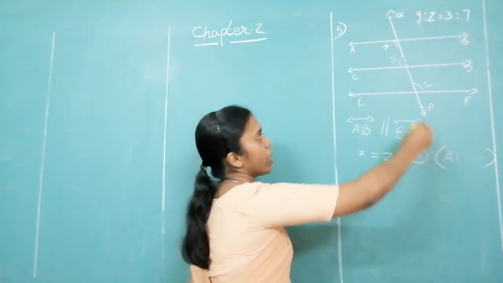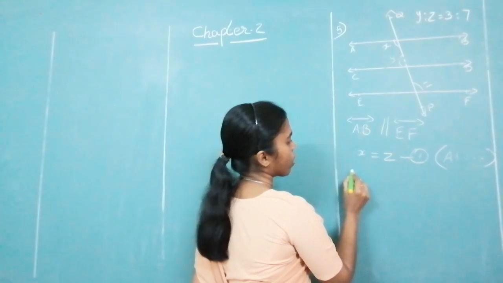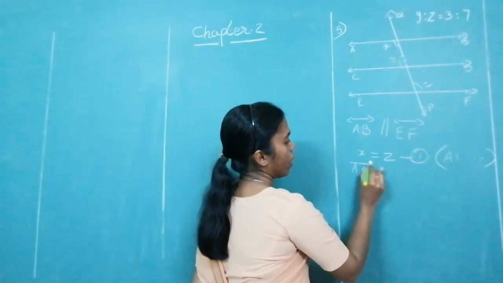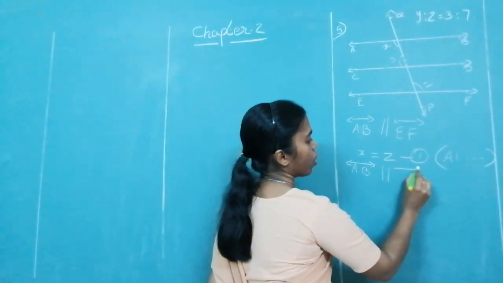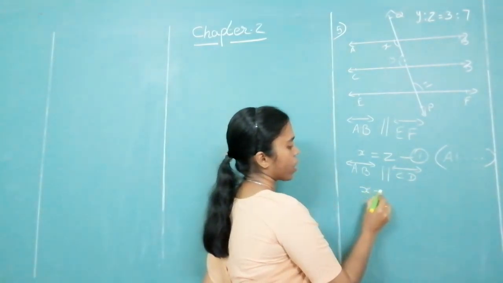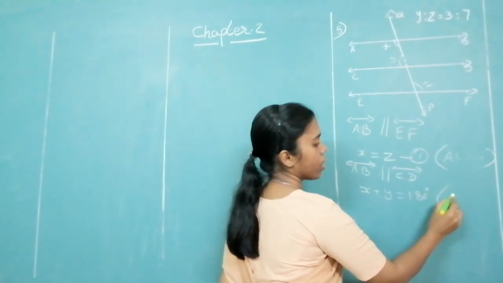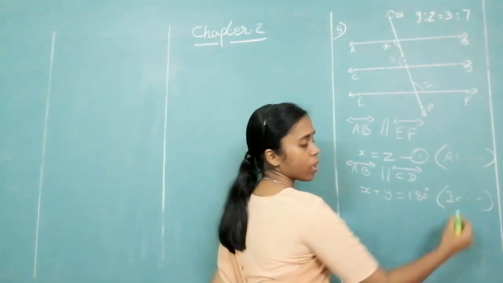Now, what can you say about X plus Y? Now, AB is parallel to CD. Line AB parallel to line CD. Therefore, what can you say about X plus Y? X plus Y is equal to 180 degree. Reason? Interior angles.